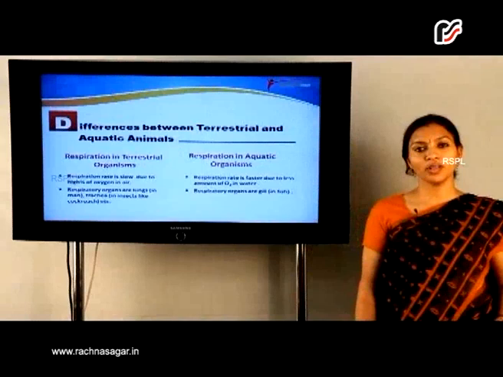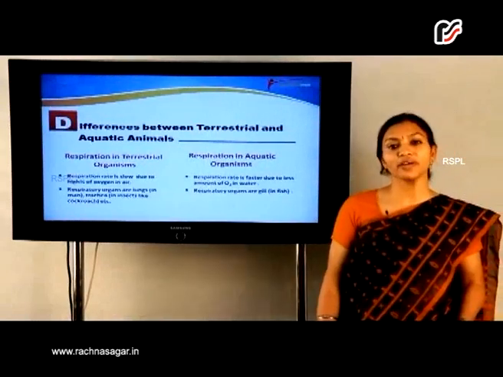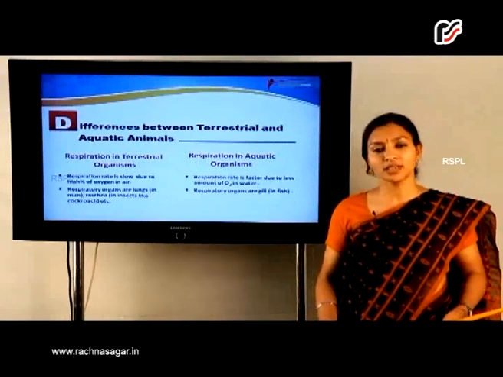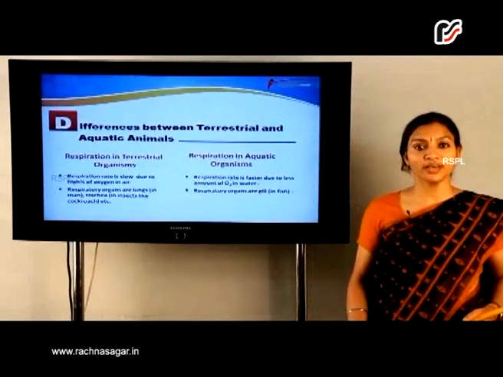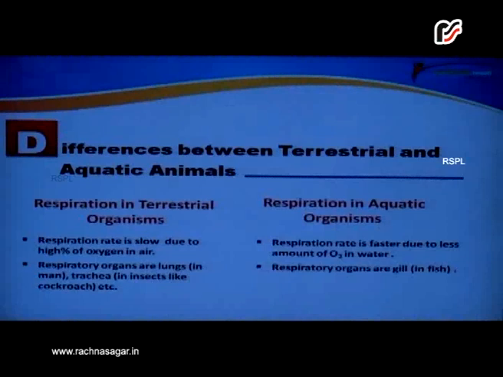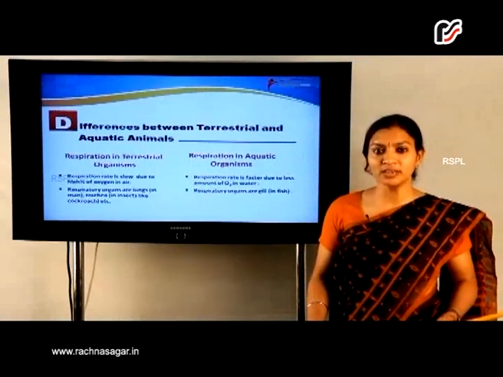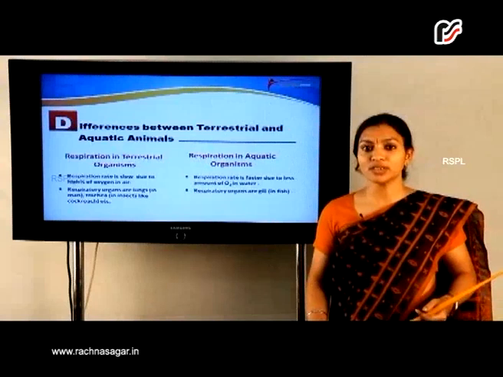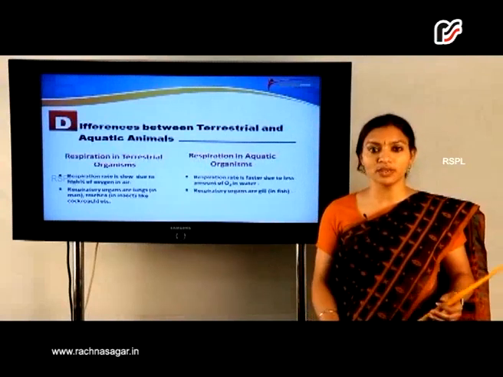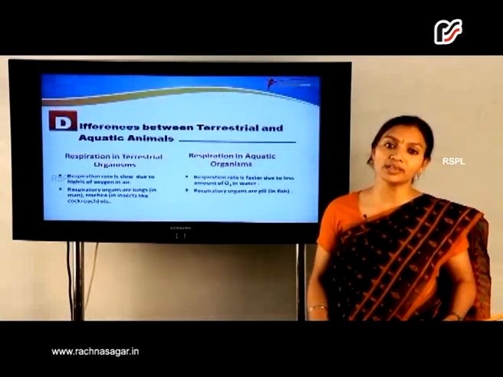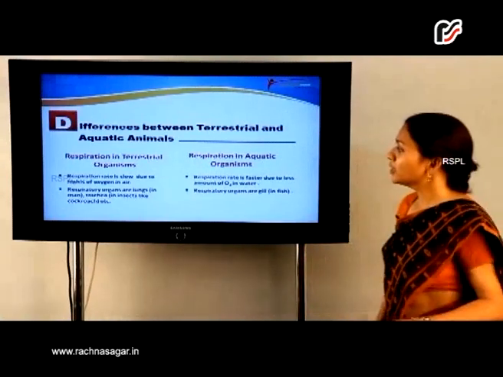As we know, all living creatures respire and they thrive in different habitats. Some are found on land, the terrestrial organisms, and some are found in water, which are known as aquatic organisms. Is there any difference in their breathing? Let's have a look to understand the difference between respiration in terrestrial organisms and in aquatic organisms.